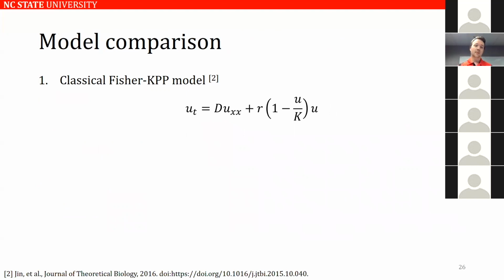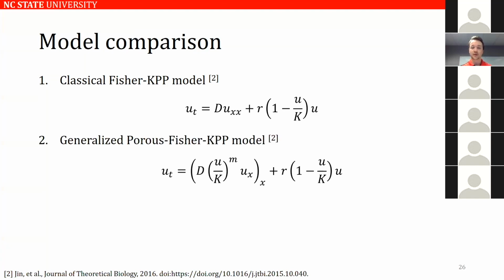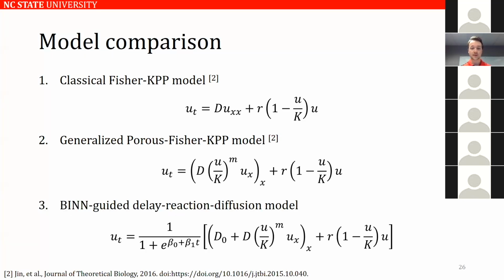So what we want to do is compare our model to the current state of the art. The current state of the art involves two equations. One's the classical Fisher KPP model shown here, and this uses a constant diffusivity function and logistic population growth. Then the generalized porous Fisher model also uses logistic growth, but the diffusivity function here is D times u over K raised to the m power, also present in our posited PDE. And the BINN-guided delay reaction diffusion model that we're positing, that's just the terms written explicitly into the equation.